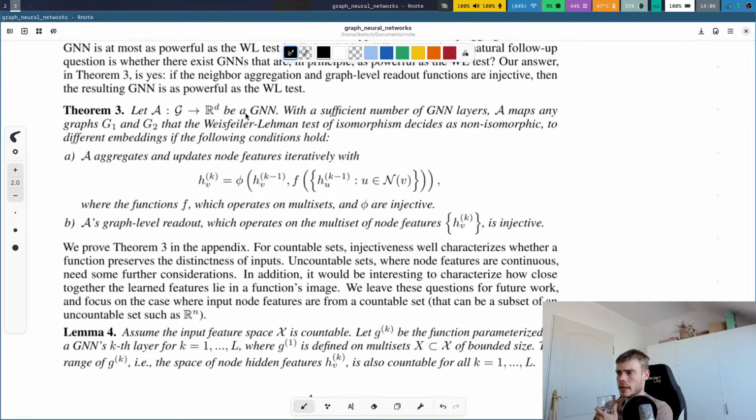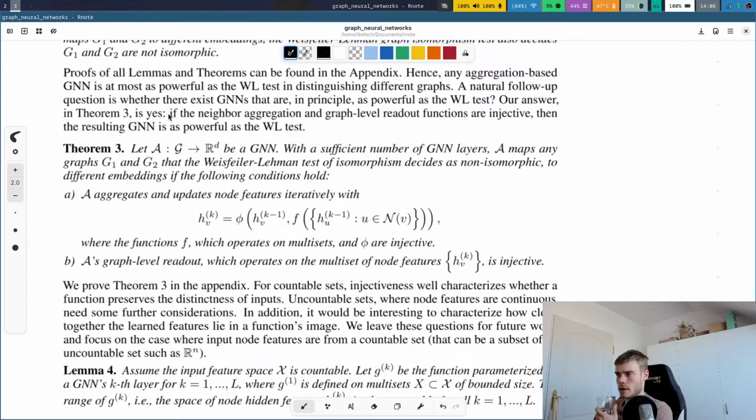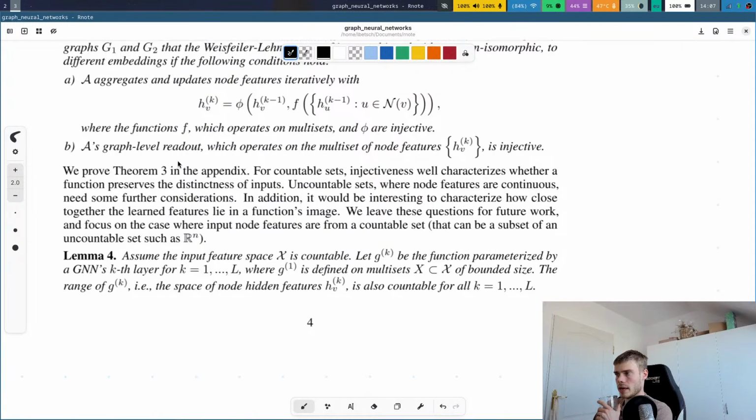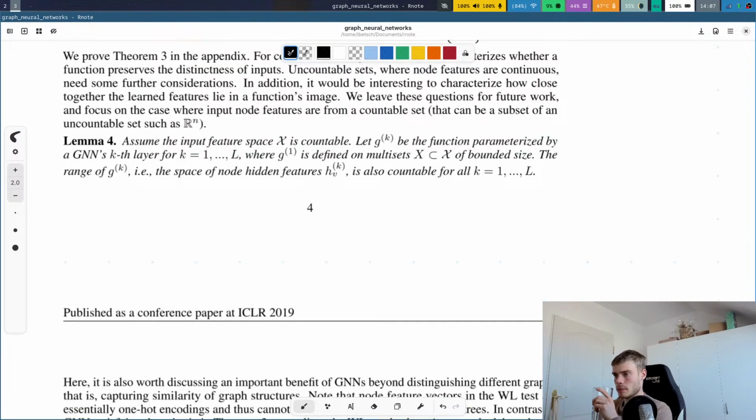Theorem 3, let A that maps a graph to a real-valued vector be a GNN with a sufficient number of GNN layers. A maps any graphs G1 and G2 that the Weisfeiler-Lehman test of isomorphism decides as non-isomorphic to different embeddings if the following conditions hold. Let's skip over this. A aggregates and updates node features iteratively with this function, where the functions f, which operates on multisets, and phi are injective. And the readout, which operates on the multiset of node features, is injective. We prove this, blah, blah, blah.